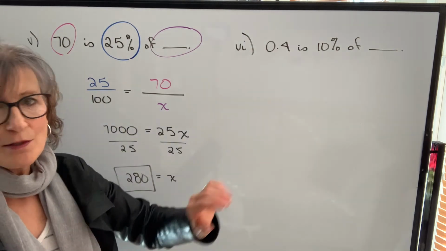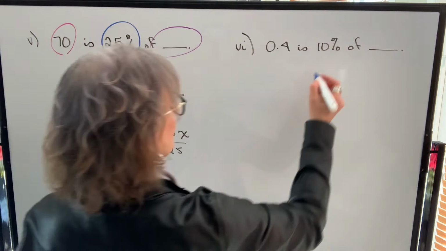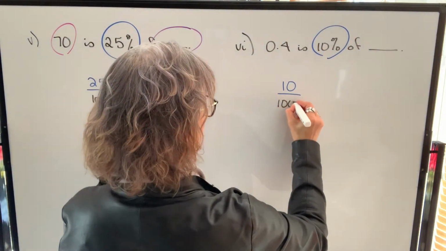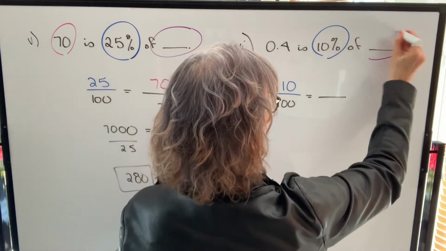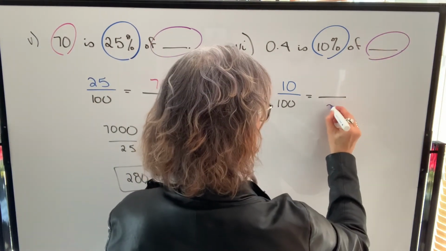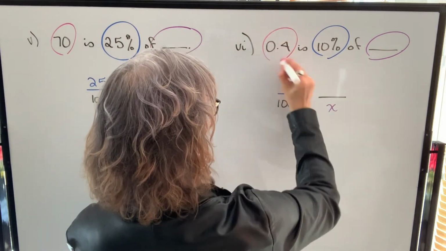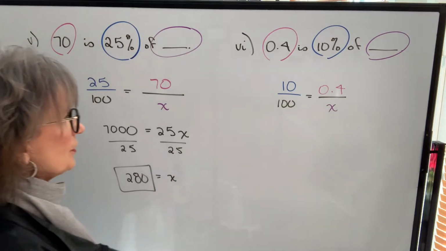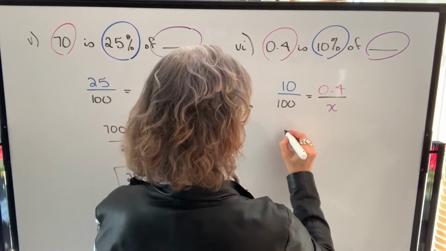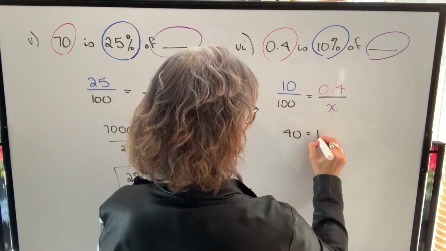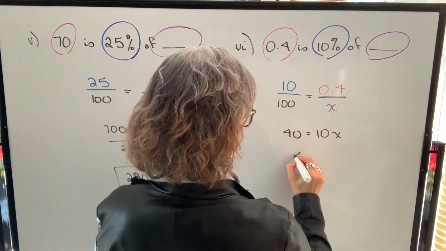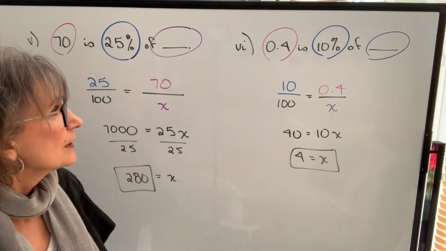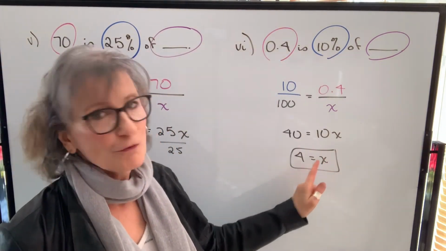This question is much the same, except we have decimal values. We know the percent, 10%. That number goes over 100. We don't know the of, the base, that's our unknown. Therefore, 0.4, which is the is number, is our amount. Cross multiply, 100 times 0.4 will be 40, equals 10 times x. Divide both sides by 10, and we get x equals 4. So 0.4 would be 10% of 4.